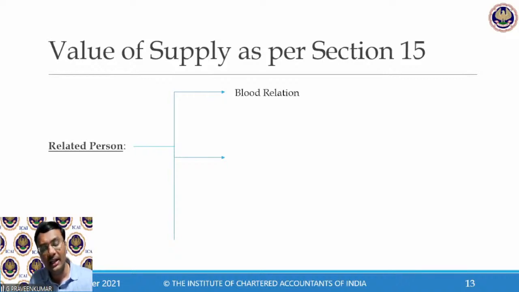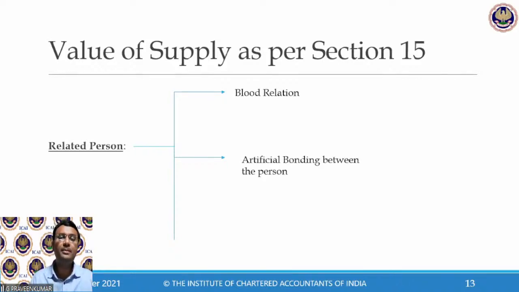What could be another way they are related? If there is a bonding artificially between the persons, what is an artificial bonding?